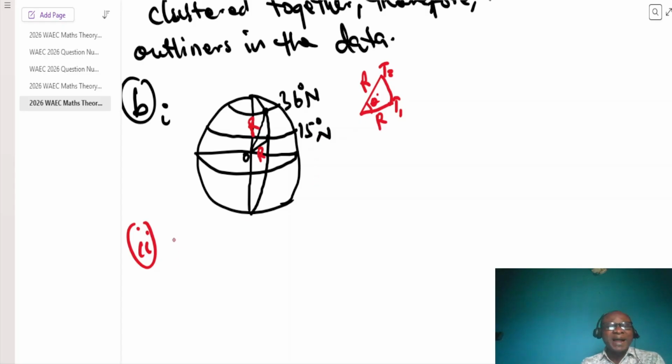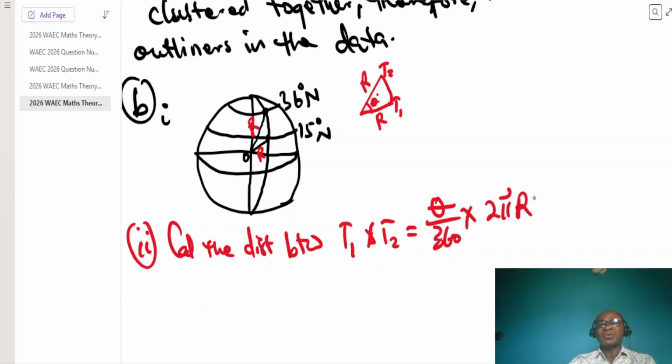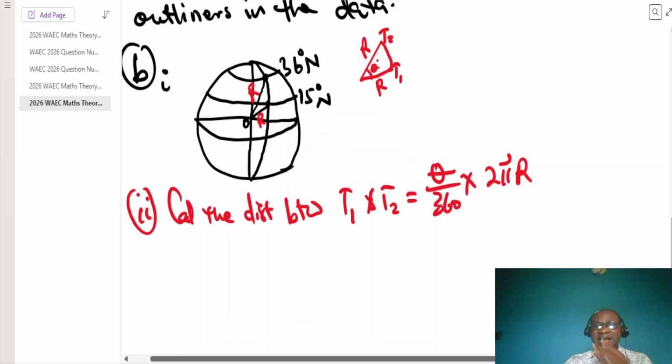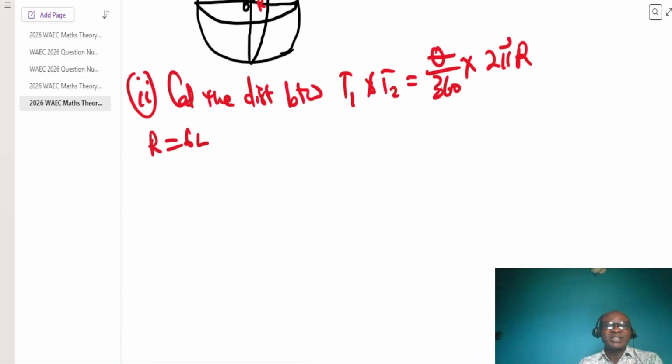Now, for the calculation part, to calculate the distance between town 1 and town 2, the formula is going to be theta over 360 multiplied by 2 pi capital R. Why am I using capital letter R? Because the distance is on the meridian. It is not on the parallel of latitude. Therefore, we were given from the question that capital R is 6,400 kilometers, and that we should take pi to be equal to 22 over 7.